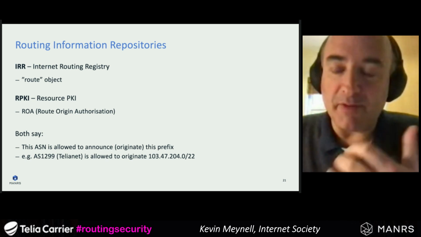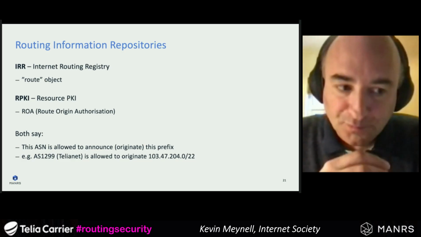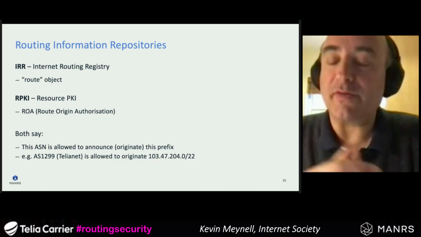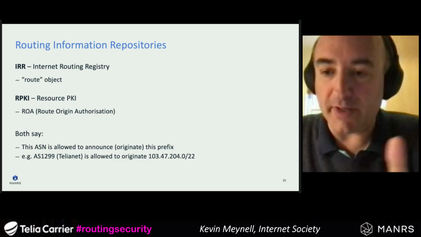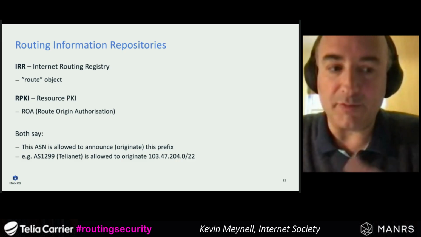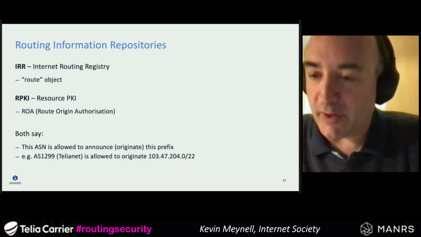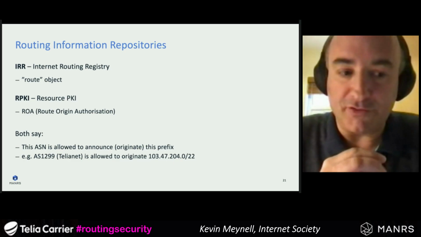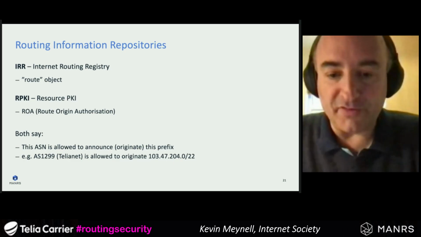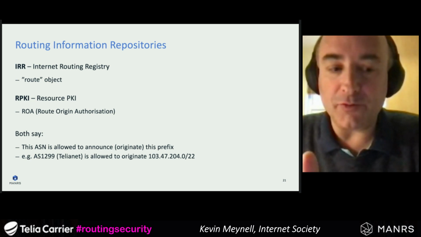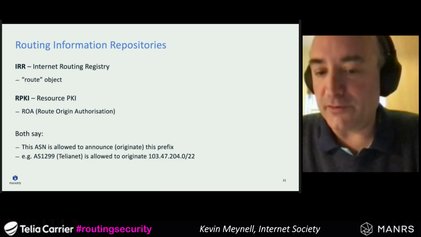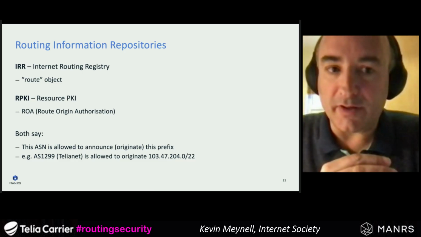RPKI is maybe a more effective system. This is where you make a cryptographic attestation that you're allowed to originate a particular prefix or a particular AS number, and that can be cryptographically verified through PKI systems that are ultimately operated by the regional internet registries. So, for example, Telia, AS2199, is allowed to originate 103.47.204.0/22. Either system can validate this.